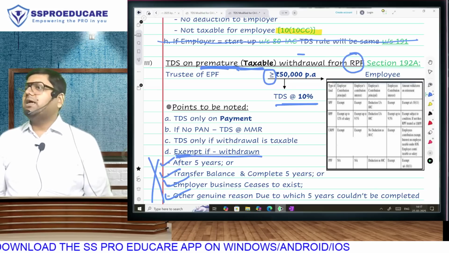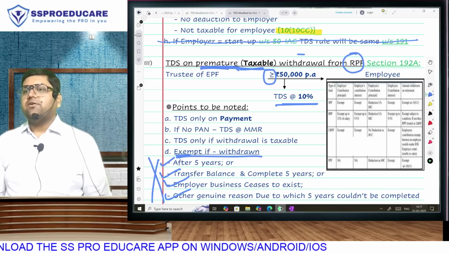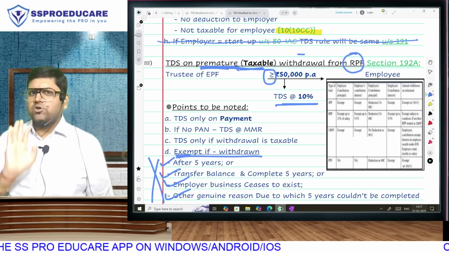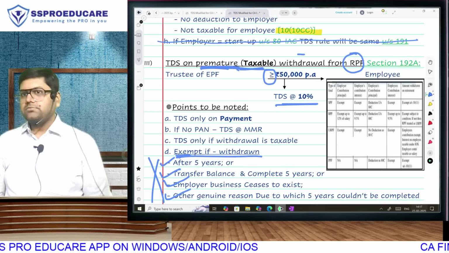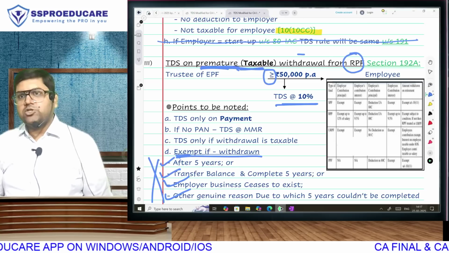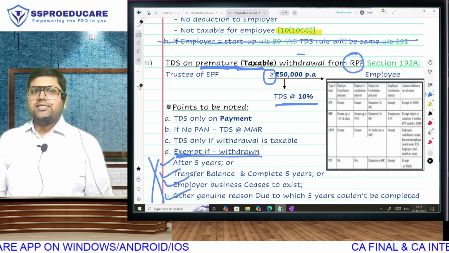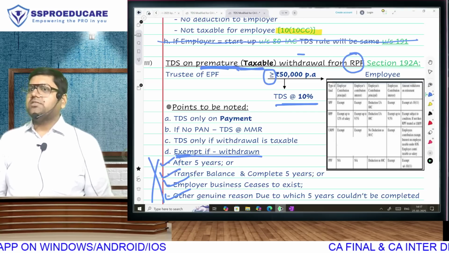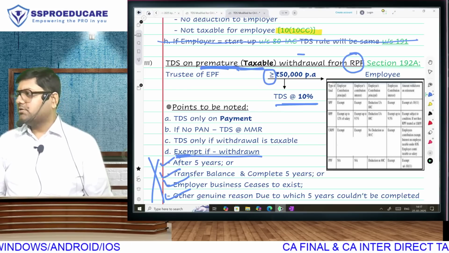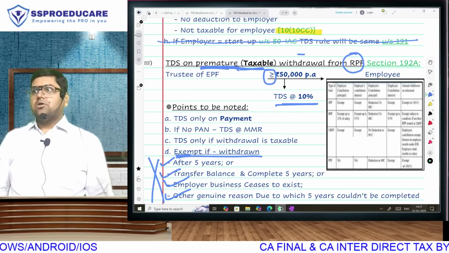Now, there was a question in the CA final exam on this section. Mr. X, an employee, has withdrawn money from his provident fund. They had given the dates. The time was only 4 years. That means he has withdrawn PF money within 4 years. Is that premature, taxable or exempt? Supposing the question is giving only 40,000. Taxable or exempt? Taxable, but no TDS.